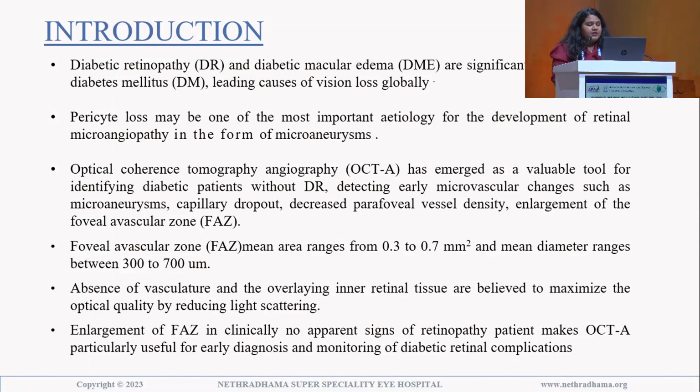The FAZ mean area ranges from 0.3 to 0.7 millimeter square, and the mean diameter ranges between 300 to 700 micrometers. Absence of vasculature and the overlying inner retinal tissue are believed to maximize optical quality by reducing light scattering. So enlargement of the FAZ in patients with clinically no apparent signs of retinopathy makes OCT angio particularly useful for early diagnosis and monitoring.